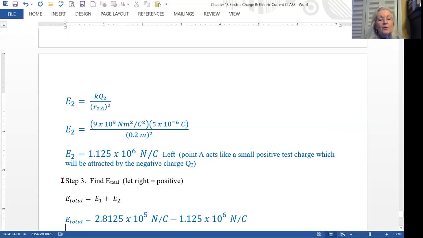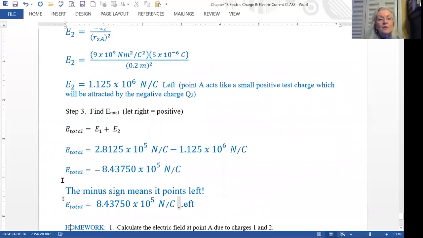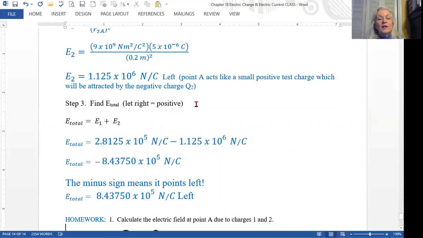To find step 3, which is our total, we add E1 and E2 together. But first we have to pick a direction. So we said we'll let right be positive. So E1, which went right, got entered as a positive number. E2, which goes left, is entered as a negative number. That's where that minus sign comes from. When we add them together, you'll see we get a negative answer. The minus sign just tells us it points left, so E total is 8.4375 times 10 to the 5th newtons per coulomb left.